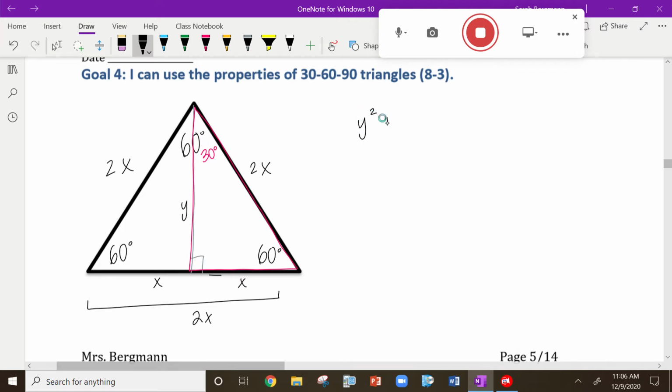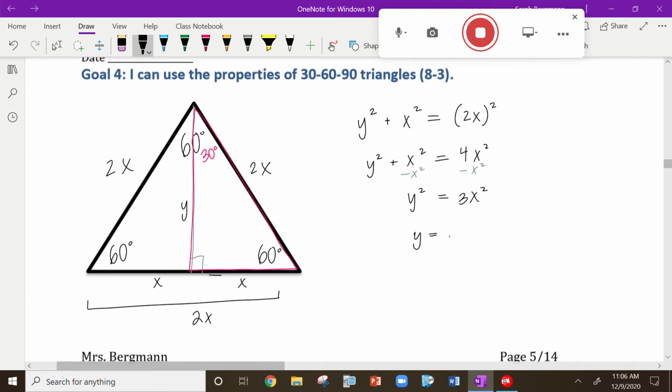So I know that y squared plus x squared must be equal to (2x) squared. I want to solve this in terms of x, and I'm trying to solve for y. So I'm trying to get y by itself. That's my goal here. Let's first simplify this right side. 2x squared, we have to square the 2 and square the x. Now let's move this x squared to the right side by subtracting x squared on both sides. So 4x squared minus 1x squared, that's 3x squared.